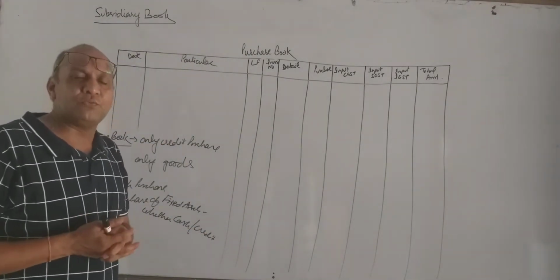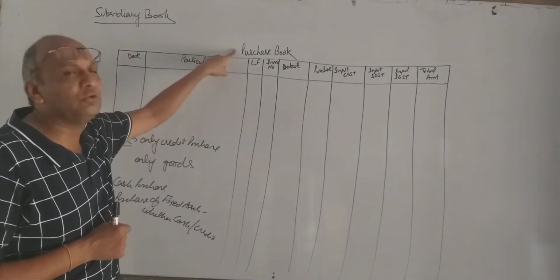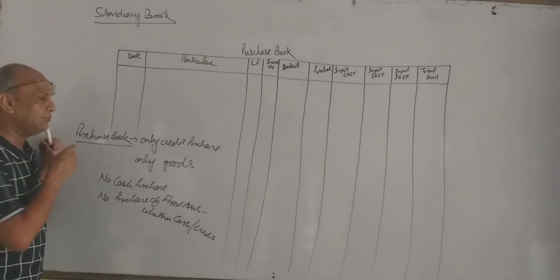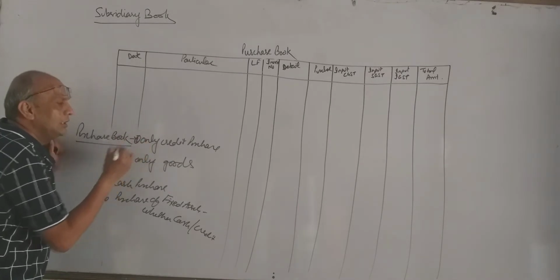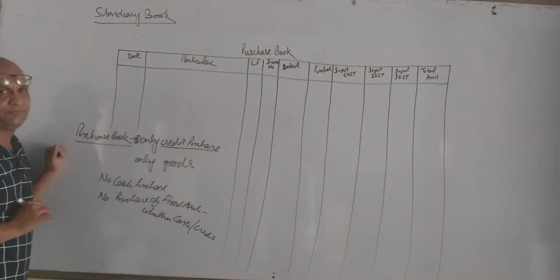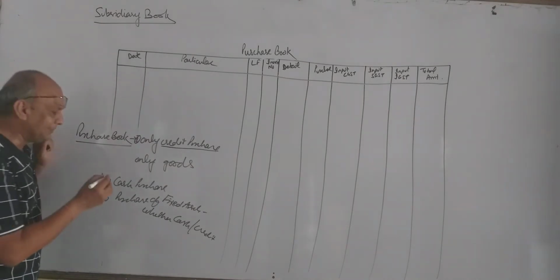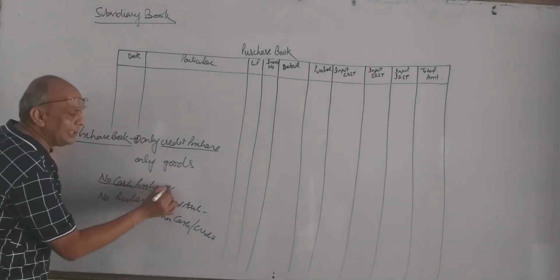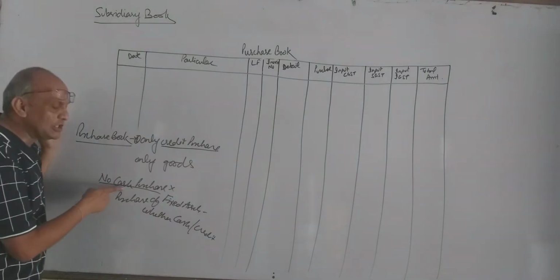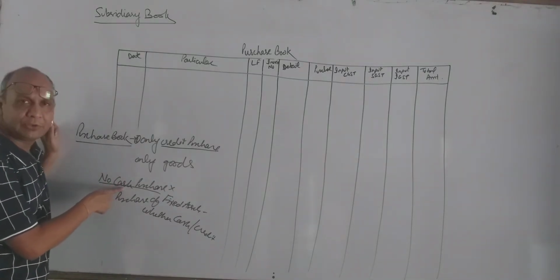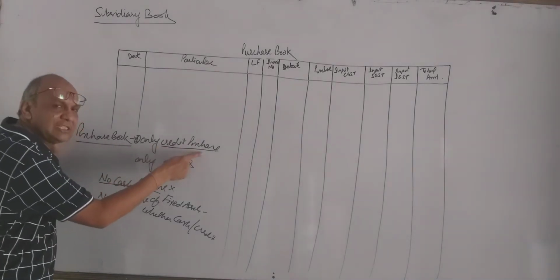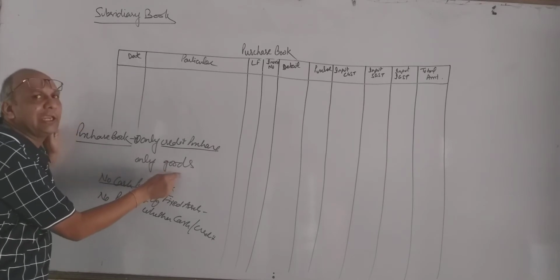One is cash book, we have already done. Today we are going to do purchase book. Now in purchase book we have to take care. Number 1, in purchase book we will record only credit purchase. No cash entry will be recorded over here. No cash purchase. So where will cash purchase go? It will go in cash book. In purchase book we are going to record only credit purchase, and that is of goods only.